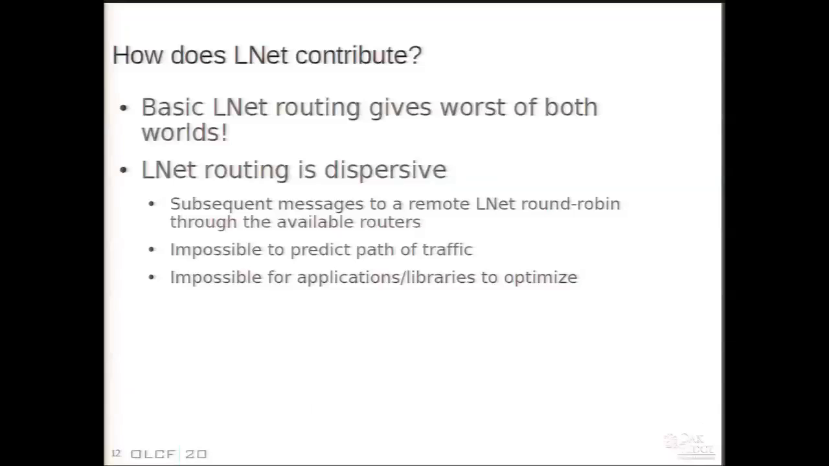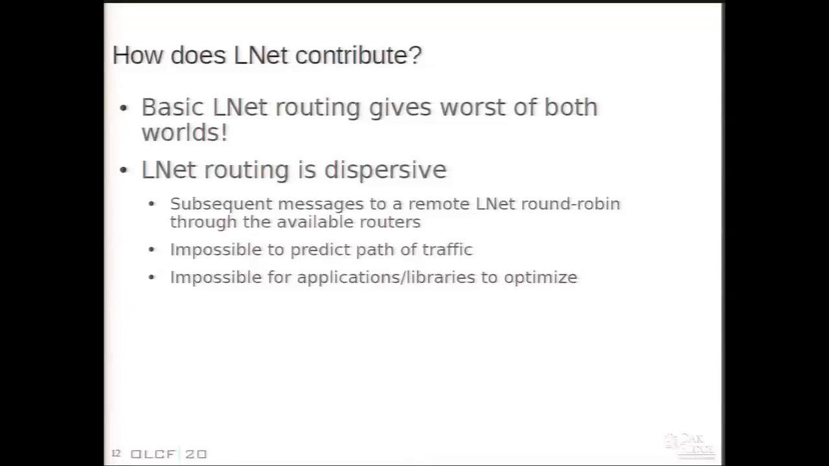So how does LNet contribute to this problem? Well, LNet routing gives you the worst of both worlds. Every message that goes to an LNet router from a client, every time it wants to talk to a particular network on the other side, each message goes to a different router. So if you've got 8 different routers, 8 messages are going to go through 8 corners of your network. That makes it really hard to predict where your traffic's going. And if you can't predict where your traffic's going, then you can't have your applications or your middleware take advantage of that and say, hey, I know that I'm here in the topology, and I actually want to be talking to this OSS over here. Maybe I don't want rank 1 to talk to that. Maybe rank 10 is closer, and I should have him do that I/O.